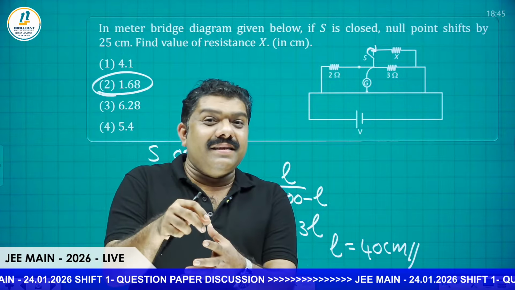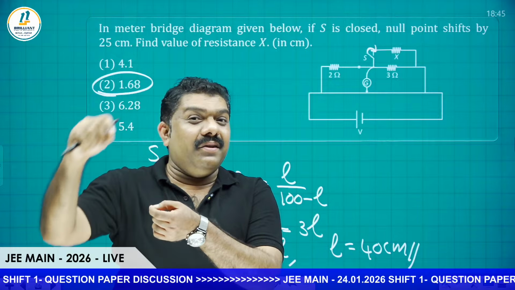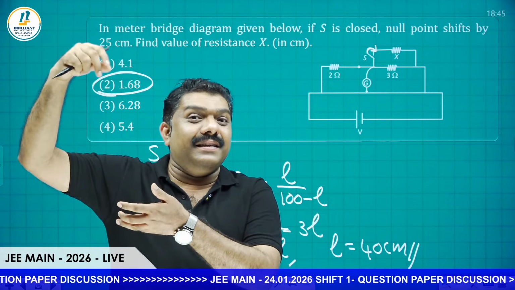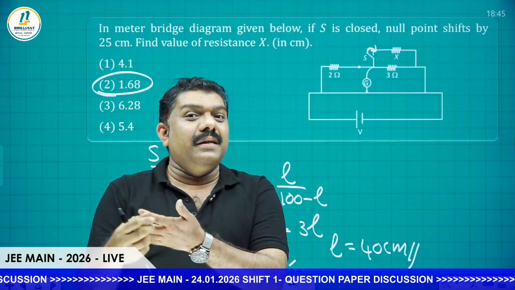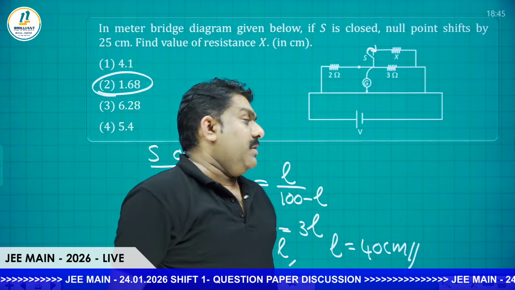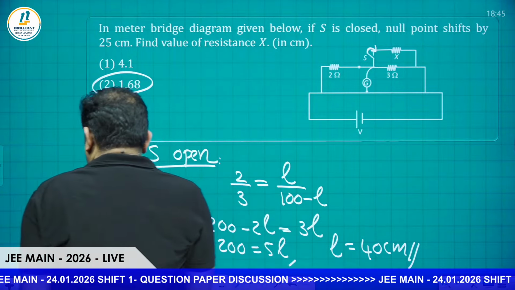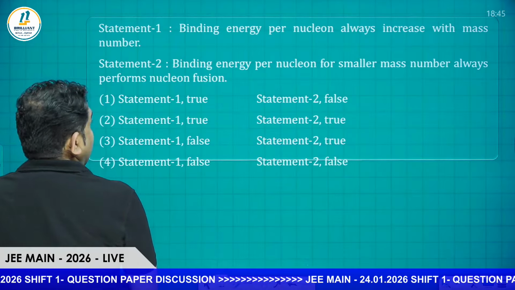So when we are connecting an additional resistance, the resistance in the right gap will change. That is why the balancing length will be changing. So we are getting the value equal to 1.68.